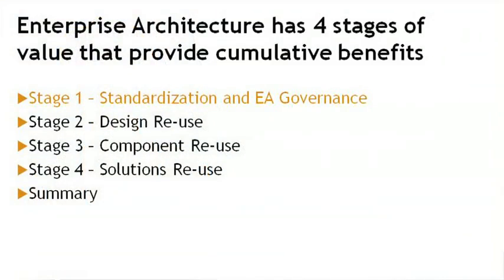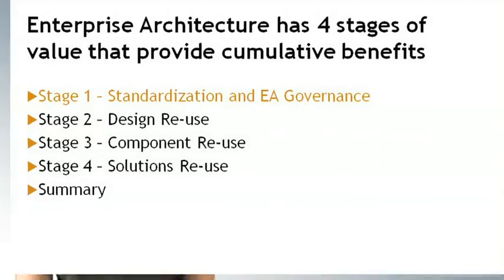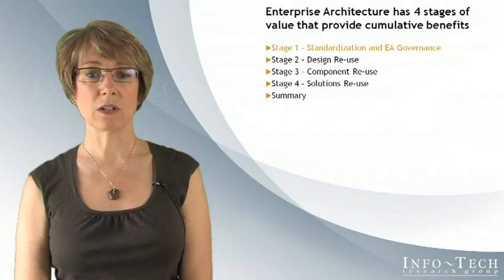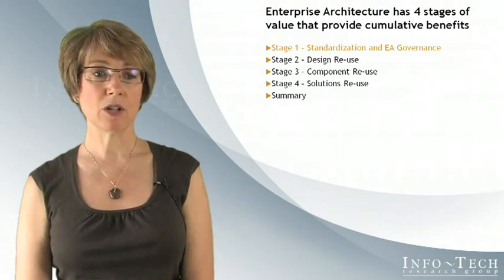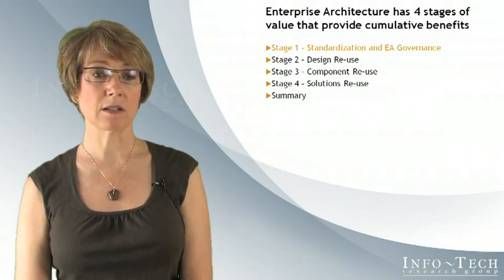Now let's look at each stage of value in more detail. Stage 1 is the standardization and governance phase. Stage 1 defines standards and uses frameworks and governance to consolidate assets and services throughout the organization. This results in development and operations cost reductions by as much as 10%.